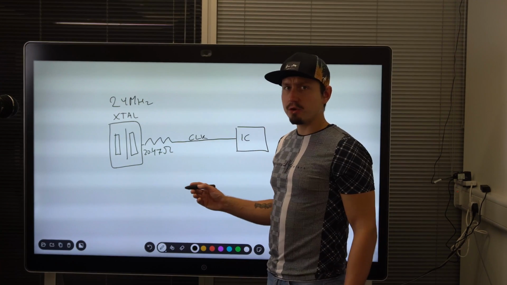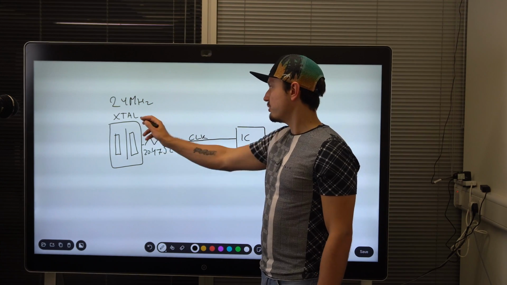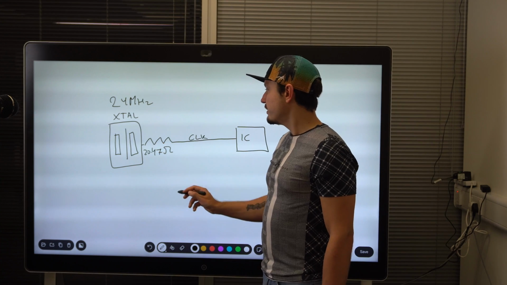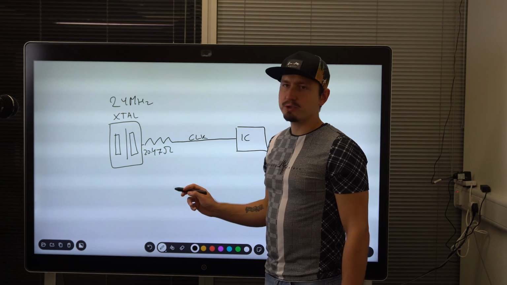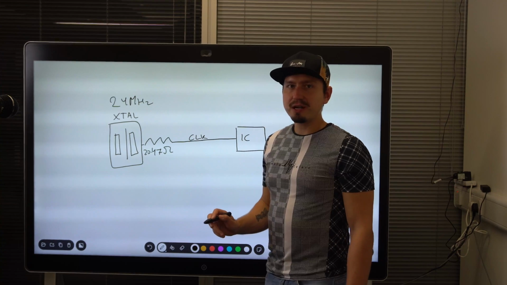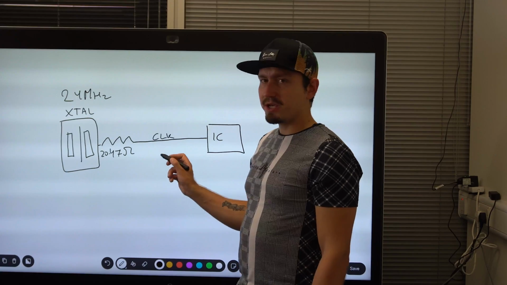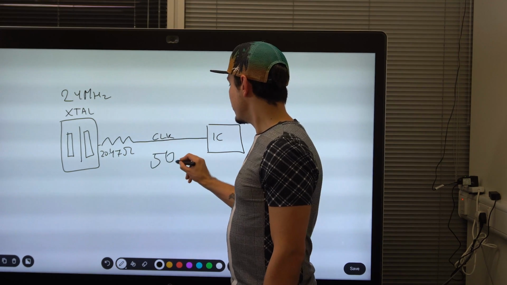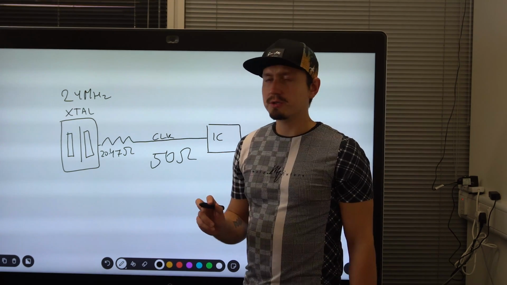And for all other clock traces, such as for example 24 MHz clock signal coming from a crystal oscillator, I will add a series resistor of the value between 20 to 47 ohm, which would be located directly on the output of the crystal oscillator, and this makes sure that the trace is 50 ohms impedance matched. That is a standard value for majority of circuits.